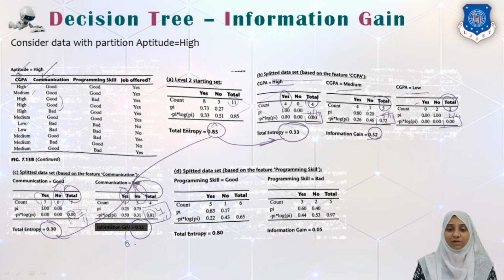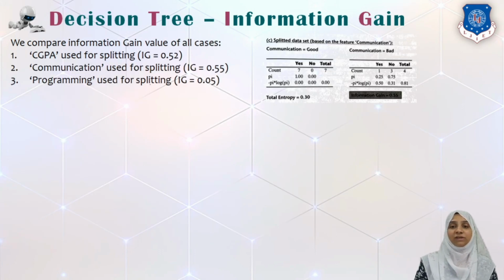If it is not visible, I will rewrite for you. And likewise, if I calculate based upon programming skill, I get information gain as 0.05. Now let me rewrite all these information gains. If we are splitting with the help of CGPA, IG is 0.52, 0.55 when it is communication, and 0.05 for programming skill. As I said earlier, higher the information gain, better the branching node.